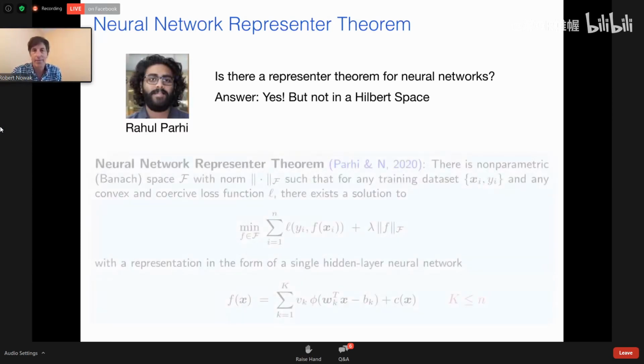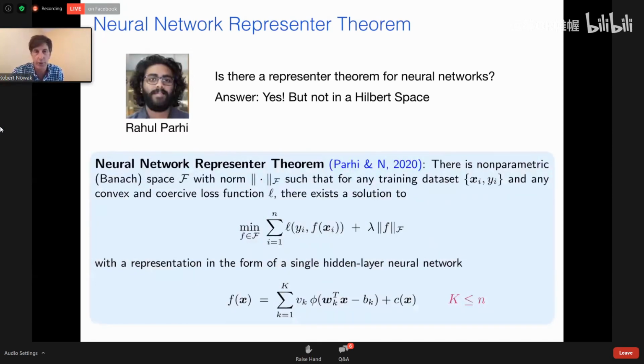It says that there's a non-parametric Banach space F equipped with a norm such that for any training set and any convex and coercive loss function L, there exists a solution to this regularized empirical risk problem, where again now the regularizer is in terms of the Banach space norm, that can be represented as a finite single hidden layer neural network. So the number of neurons here is less than or equal to the number of data points in the training set. And these are the neurons, and I'll explain more about the actual form of this neural network. It's a really interesting result because it's saying that we're casting this problem in an infinite dimensional Banach space, but the solutions are finite dimensional neural networks.